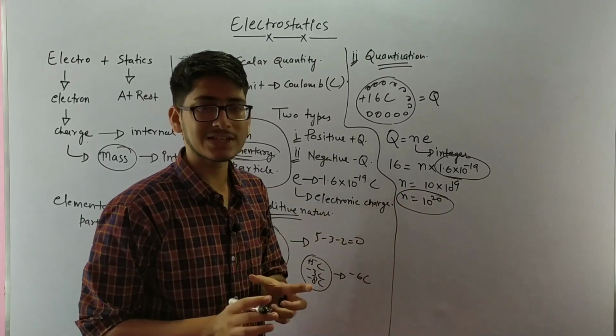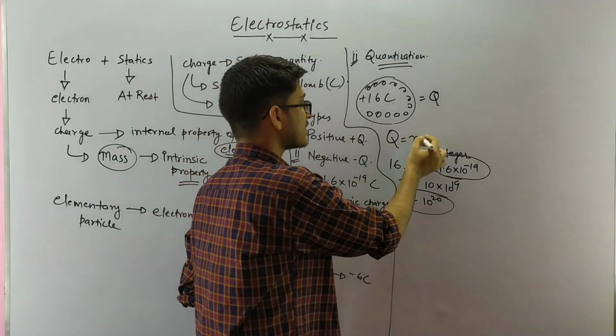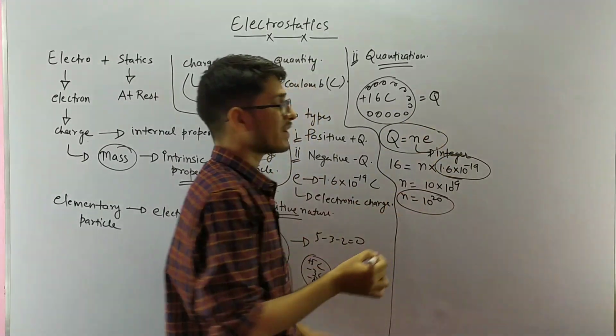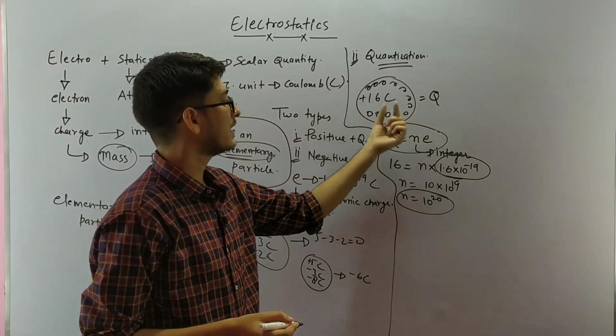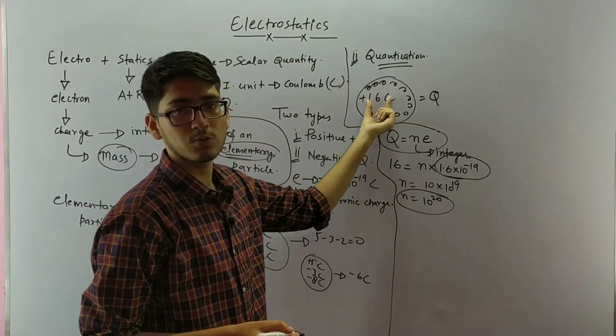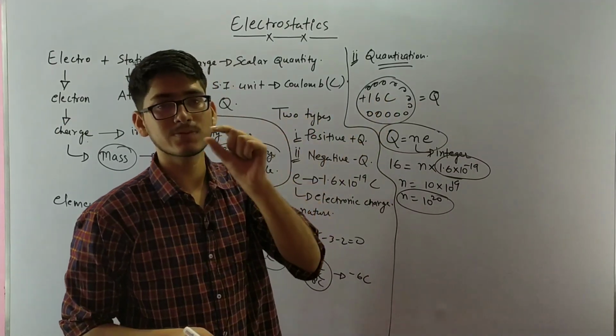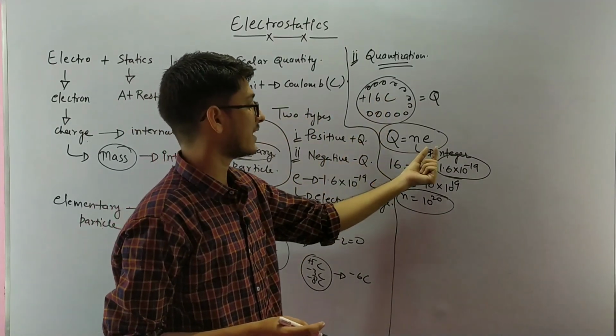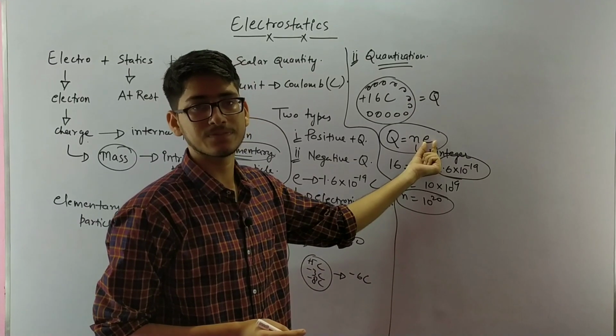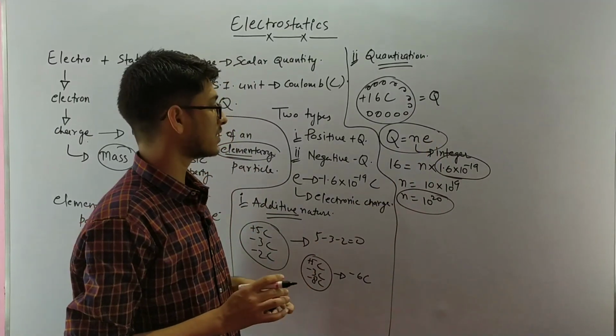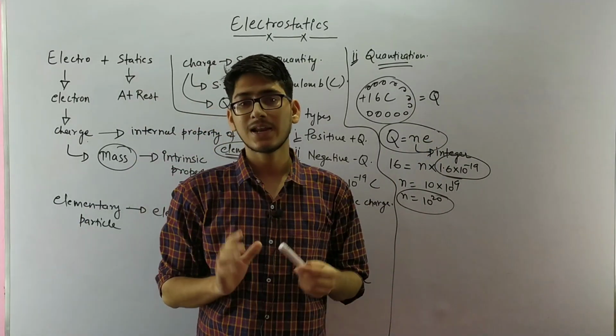So this is the quantization nature, that is, charge is quantized in this particular format: this amount of charge, 16 coulomb, is quantized in small packets, and each packet contains the electronic charge. So this is the basic discussion about the topic electrostatics.